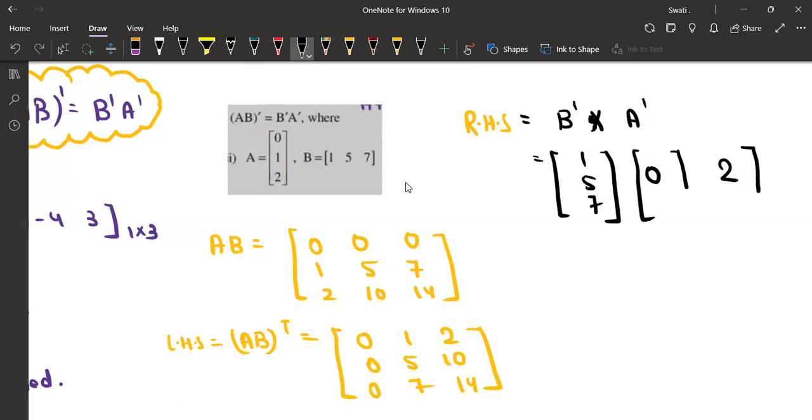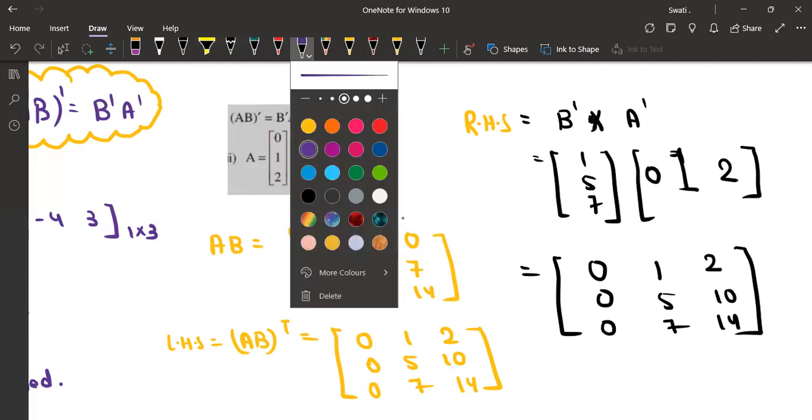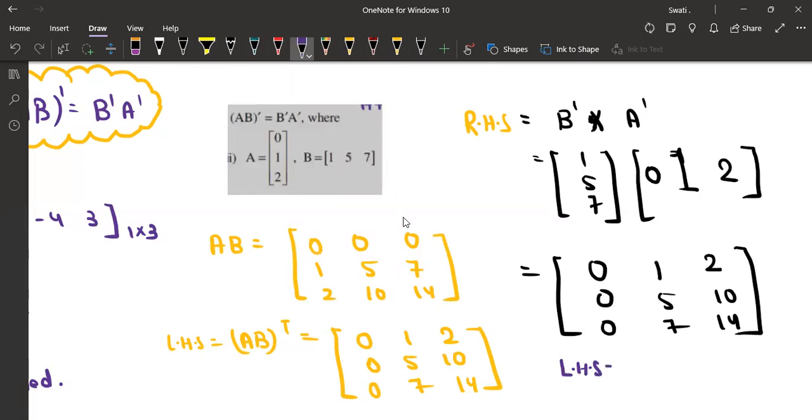I'm just somehow not able to erase. It's like some issues. I'm just writing it a little weird. But anyway. So now if you do the product, it is simply 1 times 0 is 0, 1 times 1 is 1, 1 times 2 is 2. Next is 5 times 0 is 0, 5 times 1 is 5, 5 times 2 is 10. 7 times 0 is 0, 7 times 1 is 7, 7 times 2 is 14. And that is our RHS, and you can clearly see that LHS is equal to RHS, verified or proved. Same thing. And we are done with the fifth question as well.